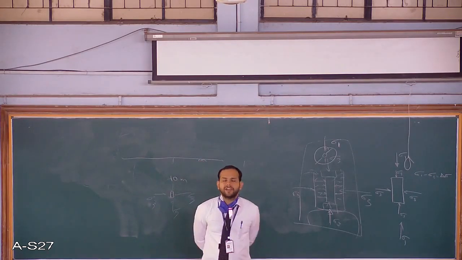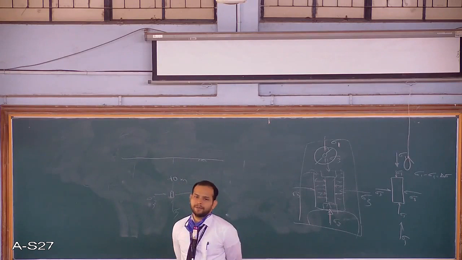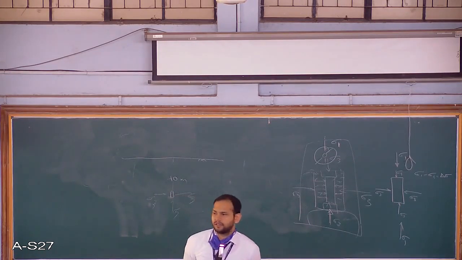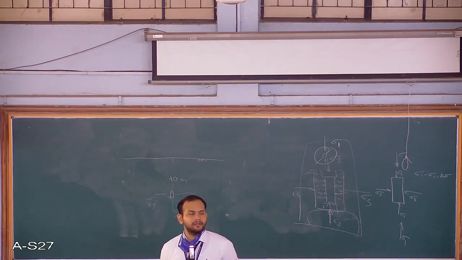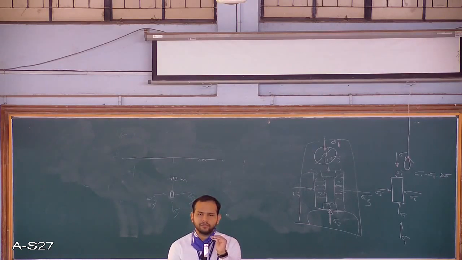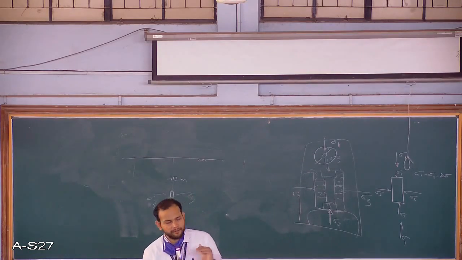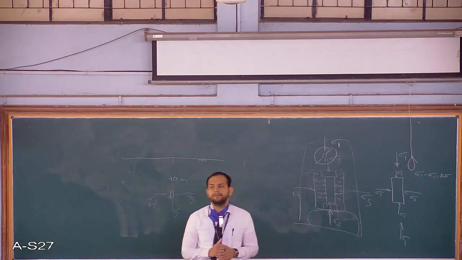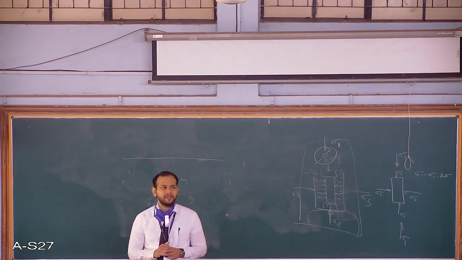So what you know is drained. Drained means what? We are allowing the water from that sample to pass out. So it is a drainage condition. If we close the outlet of that sample, so water will not go out. Now even after you load, the water will not go out. So in that case it will be undrained conditions.